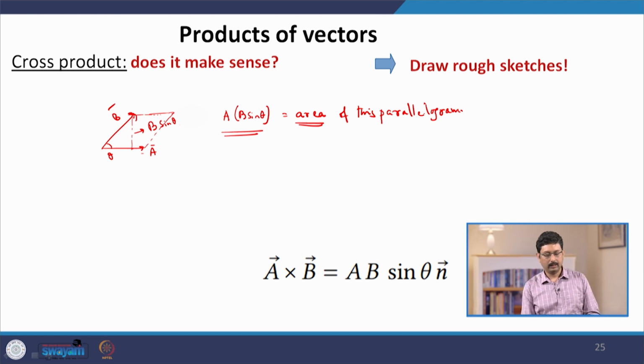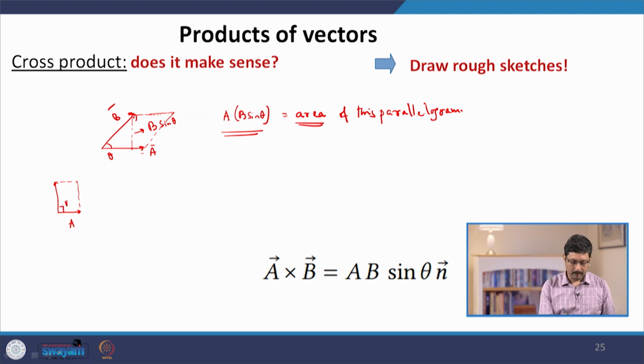So, in general it is a parallelogram. If A and B are perpendicular to each other, then this will be a rectangle. I will leave it as an exercise to you to verify this statement for the case when A and B are perpendicular to each other. Okay, so this represents the area or the magnitude.